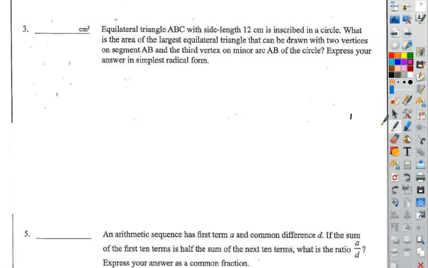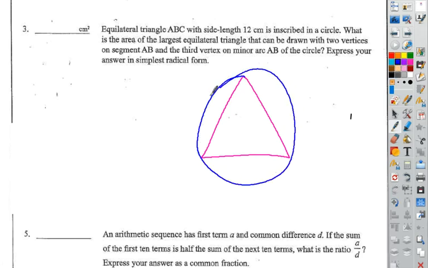So I have an equilateral triangle that is inscribed in a circle. Please excuse my circle, it's not going to be great, but it's good enough. And we know that this is 12, which means we need to find the area of the largest equilateral triangle that can be drawn inside of it.